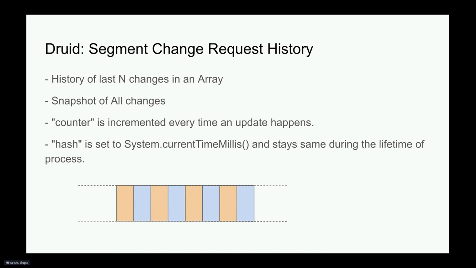So that's how things work on the server side. All it needs to do is maintain the change history and snapshot and keep incrementing this counter as and when any update happens. I did not describe the role of this hash. Every time a data node starts, it will also create and store the current time. This is to prevent the case where a broker is connected to a historical and that historical restarts in between. Then you may ask for the right counter, but because the historical was restarted, the state is totally different. So the hash is a mechanism to ensure that if the historical restarted, the request will fail because the hash will not match.